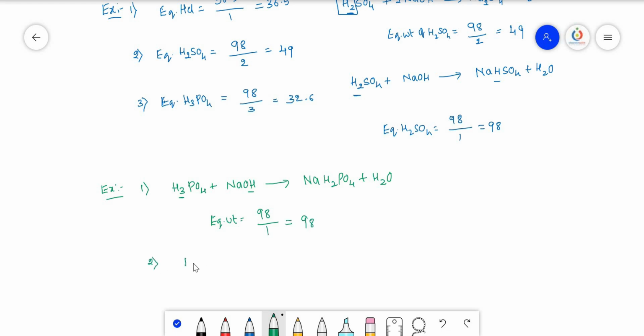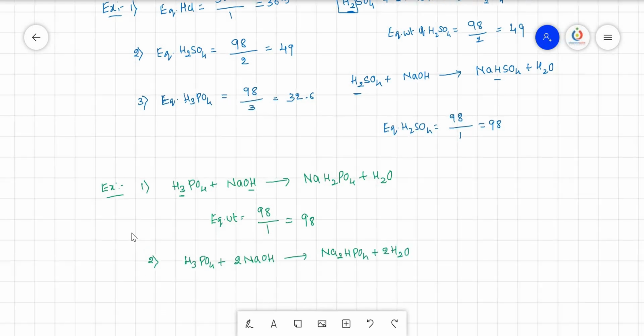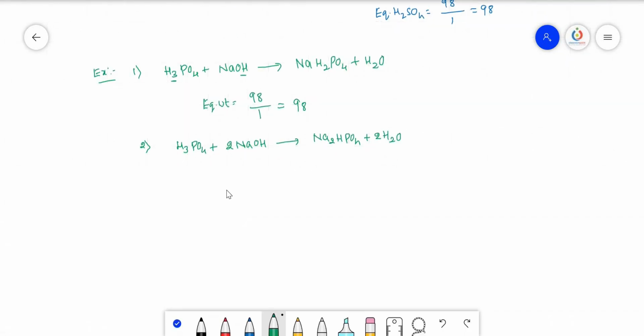Now let us take H3PO4 plus 2 moles of NaOH giving Na2HPO4 plus 2H2O. So now the equivalent weight of H3PO4 equals 98 divided by, out of 3 hydrogens, 2 participated in the reaction, only 1 is left behind, meaning it released 2 H plus ions. So divided by 2 equals 49.